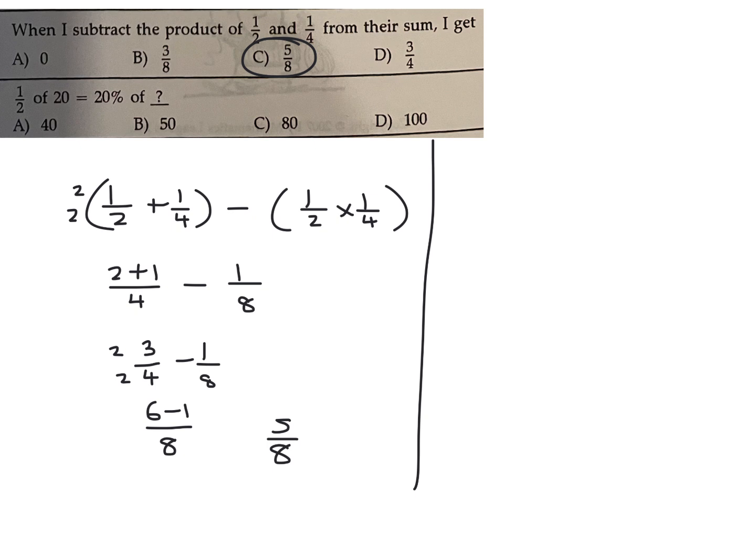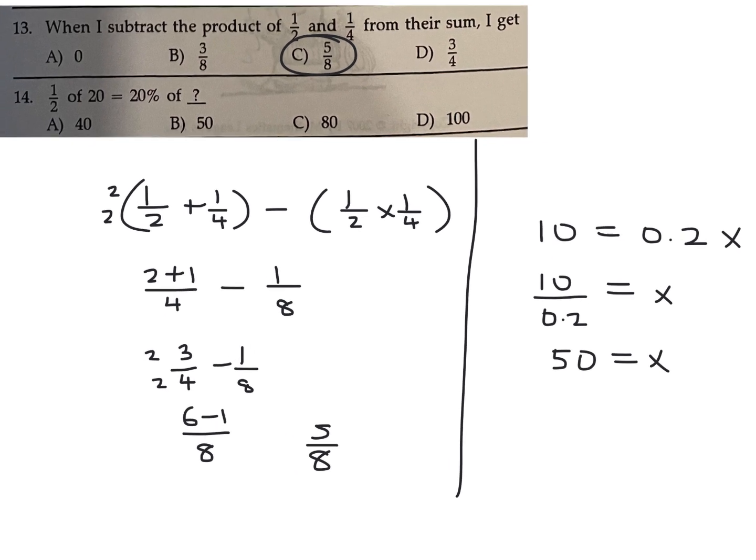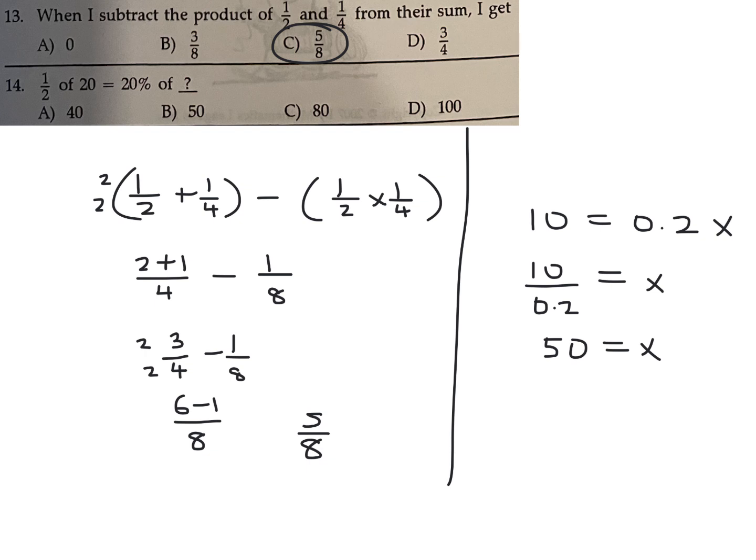1/2 of 20, well, first of all, that's 10, is 20% of some number. Okay, so that's the math, basically, when you translate that sentence. And therefore, x would be 10 divided by 0.2, and I believe that is 50. So this number was 14. So that would be B.